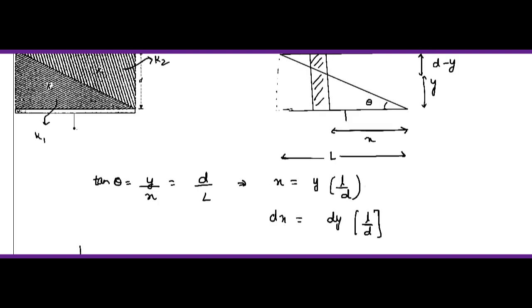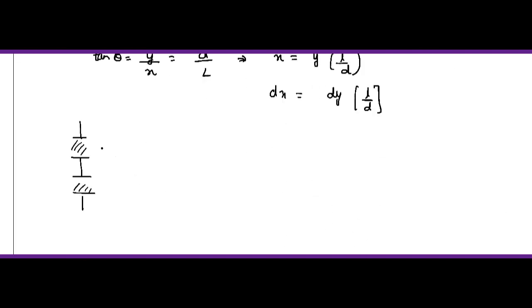In the upper part it is given as K2, and this is K1. So the small capacitance of this portion would be dC2, and for this portion it would be dC1. If these are in series, what would be the equivalent capacitance? For series connection, the equivalent capacitance is given by 1 divided by dC equivalent.